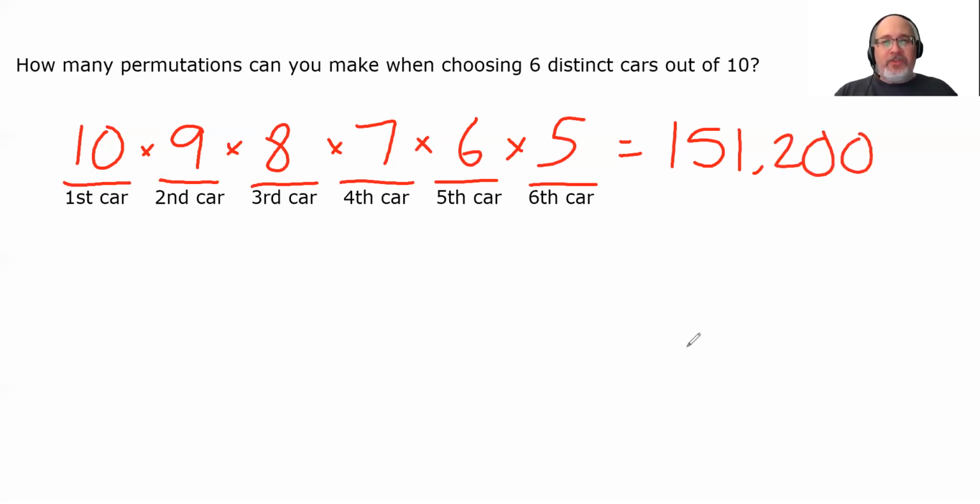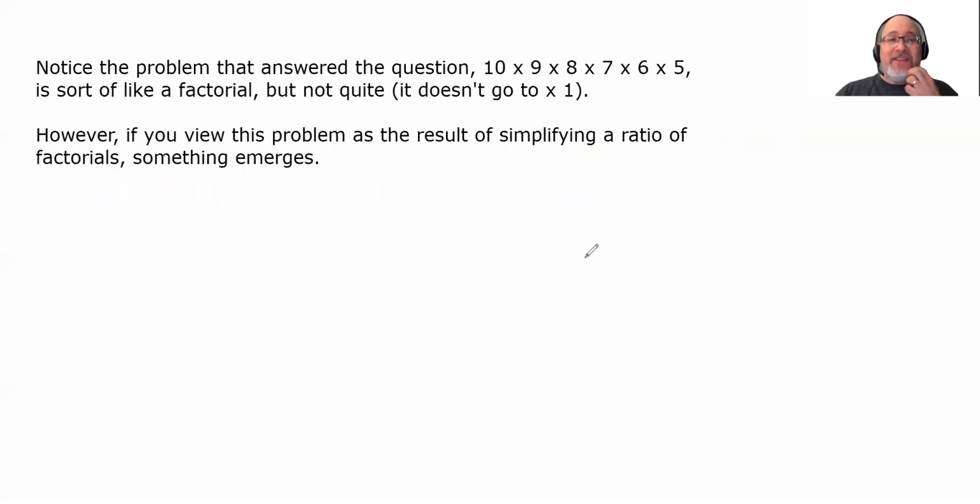So we kind of already have a way to do this. But notice that the problem that answered the question, 10 times 9 times 8 times 7 times 6 times 5, is sort of like a factorial, but not quite. It's kind of like a factorial because you start at a number, in this case 10, and you start multiplying each number less than that. But if it were a factorial, it would go all the way down to times 1, and this one doesn't. So we can't just say that to calculate the number of permutations of selecting 6 out of 10 cars, it's 10 factorial, because it's not.